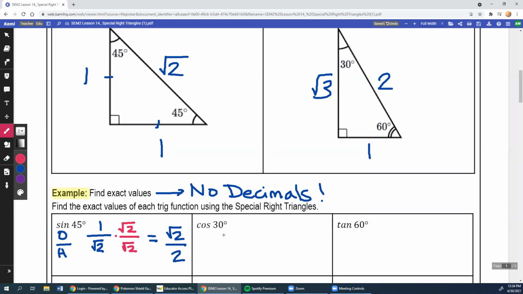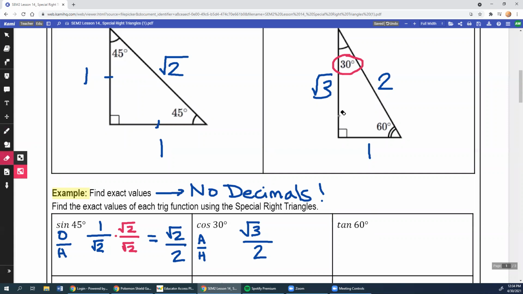Now, cosine of 30. We're going to come over here to the 30, 60, 90 right triangle. I'm going to highlight 30. So now we're coming from 30 degrees. A reminder, cosine is adjacent over hypotenuse. So with 30 degrees, my adjacent is square root 3. And my hypotenuse is 2. And as you can see, my square root's in the top, nothing to simplify here. So we're done with cosine of 30.